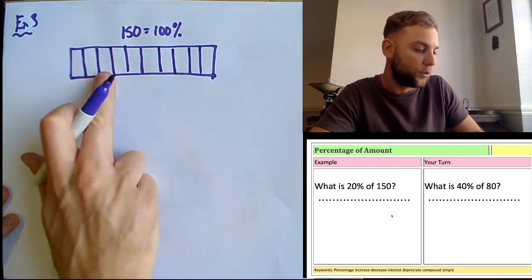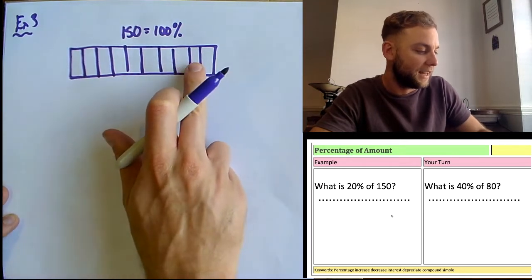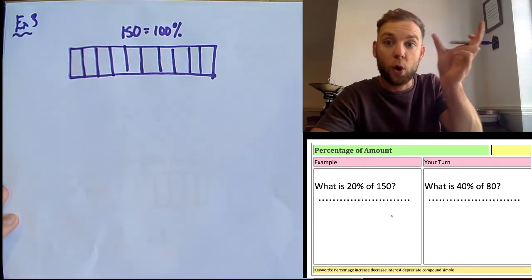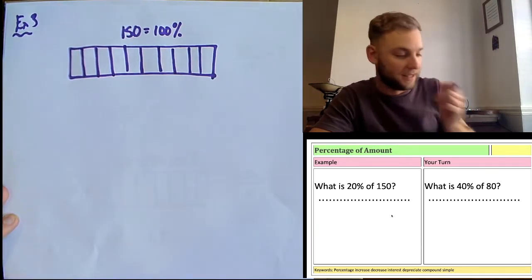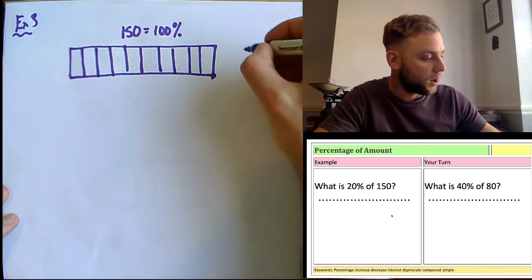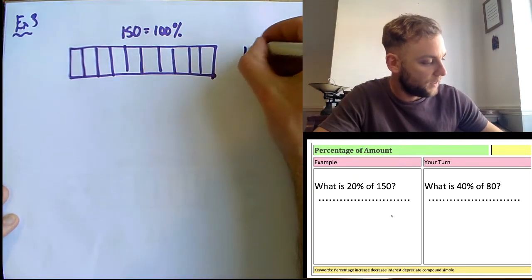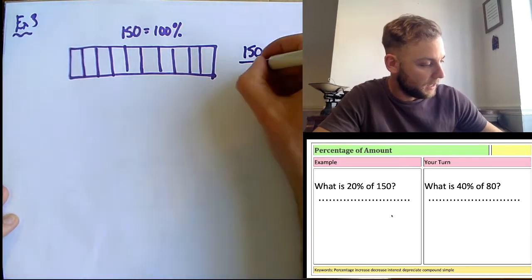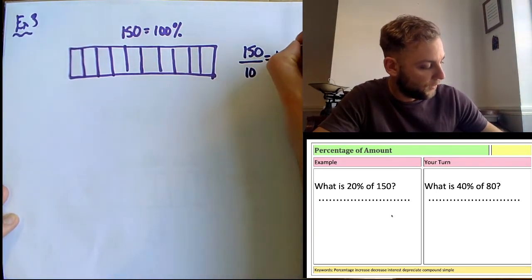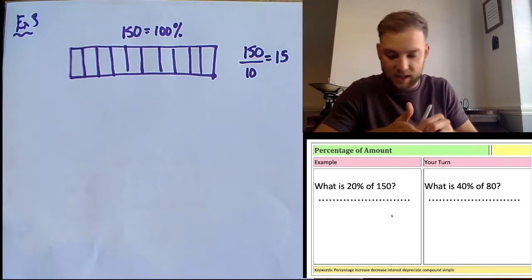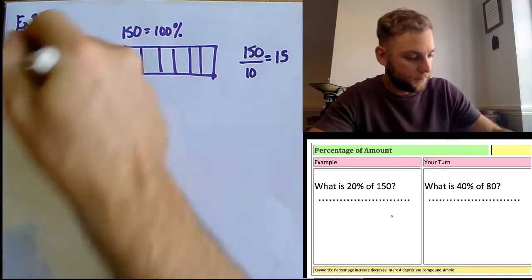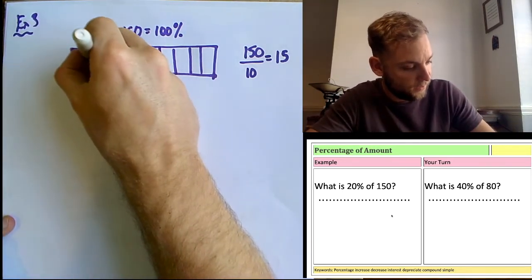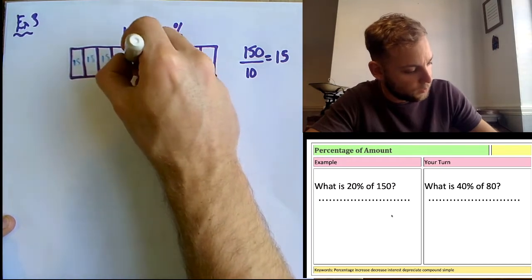So we've got 1, 2, 3, 4, 5, 6, 7, 8, 9, 10 here. So 100% divided by 10 is equal to the 10%. So here we've got the 150 divided by 10, which is equal to 15. So I know that each of these are worth 15. So 15, 15, 15, all of these are worth 15.